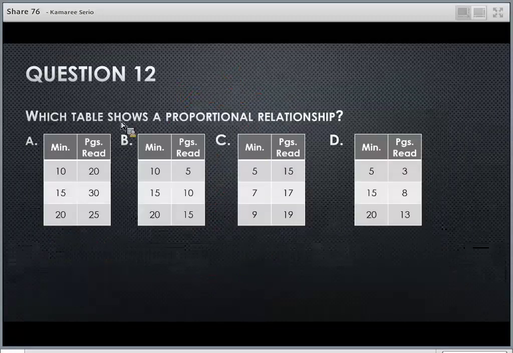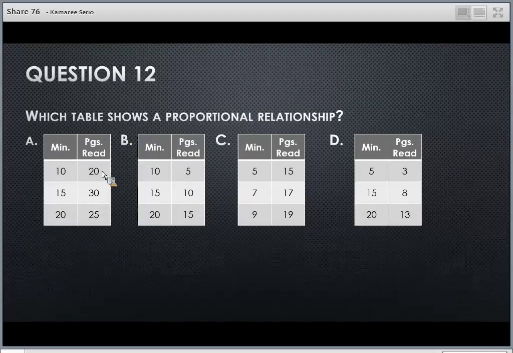All right, which table shows a proportional relationship? Well, if I multiply 10 times 2, that gives me 20. If I do 15 times 2, that gives me 30. This needs to be 40. Sorry, I messed up. If I do 20 times 2, that gives me 40. So since each of my x values is being multiplied by the same number, this table A is proportional.